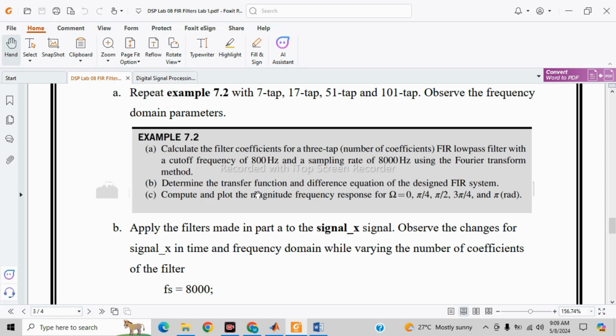Next, part B is to determine the transfer function and difference equation of the designed FIR system. Compute and plot the magnitude frequency response for omega equal to 0, pi by 4, pi by 2, 3 pi by 4, and pi radians.